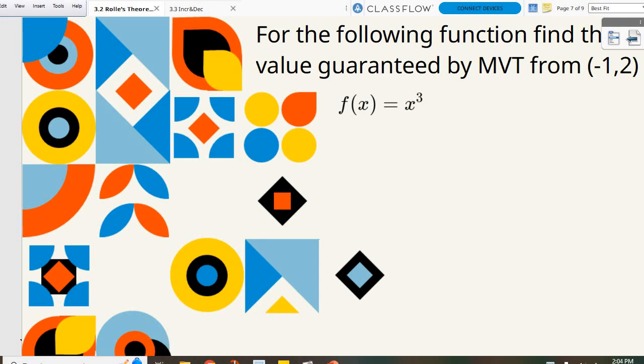Alright, so remember we were talking about MVT, which stands for our mean value theorem. So this says for the following function, find the value guaranteed by MVT from -1 to 2. So remind me, what is our first step when doing a word problem or a true response question?